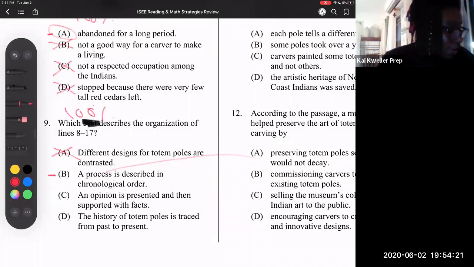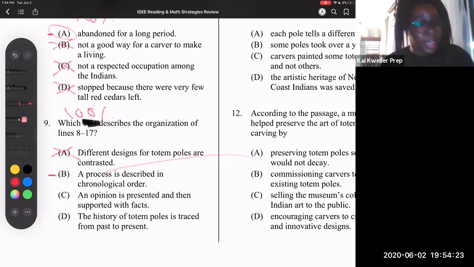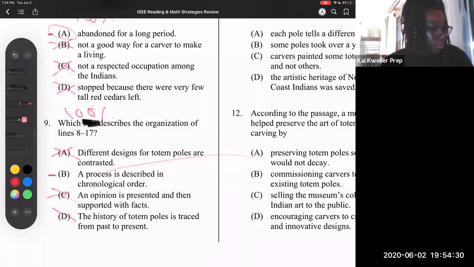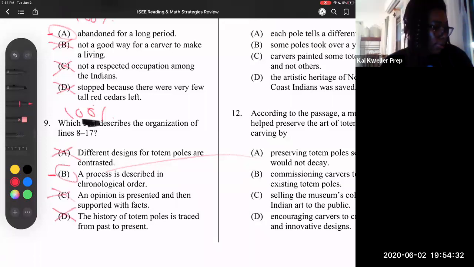An opinion is presented and then supported with facts. There's no opinion being presented, so we're going to cross it out. The history of totem poles is being traced? No, not in the text. So the answer is B.